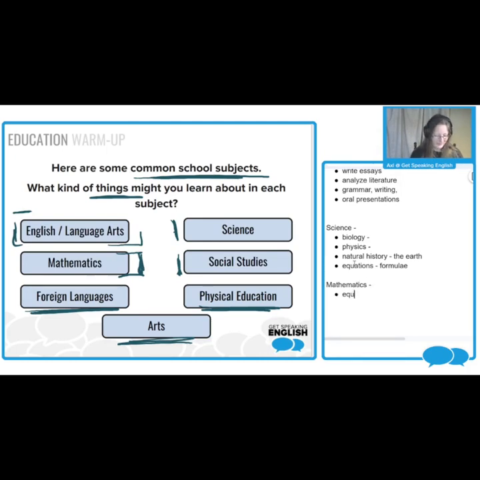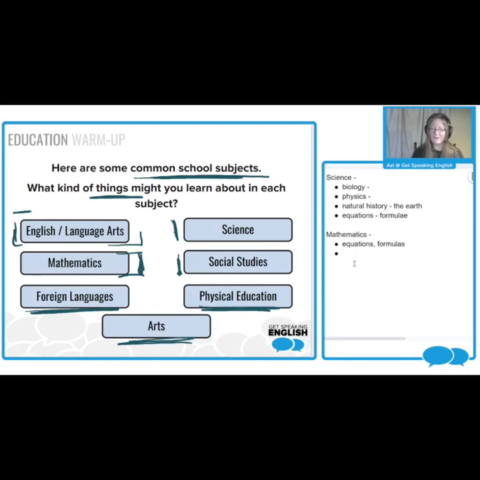Again, like equations and formulas. But also numbers, arithmetic, for example, or algebra, right? It's a little bit more complex. Geometry, maybe, shapes and angles and spaces, calculating the area of objects and things like that.